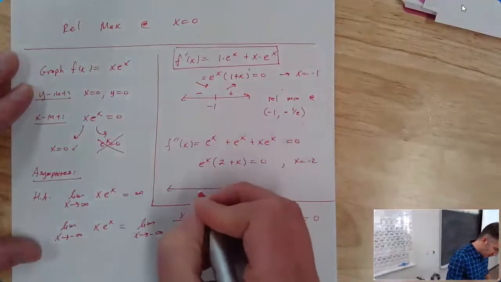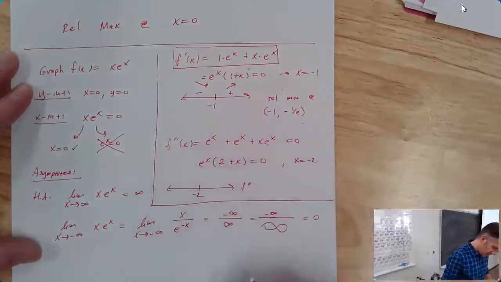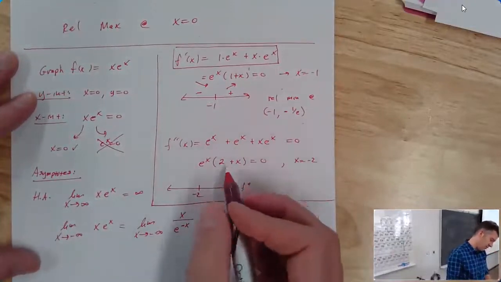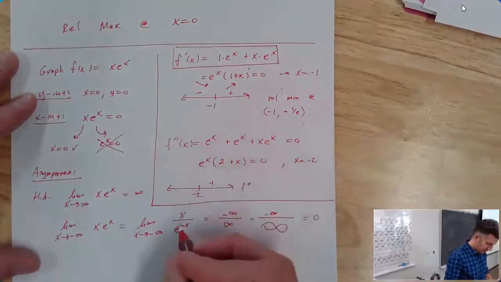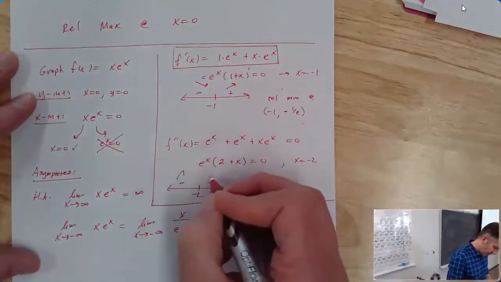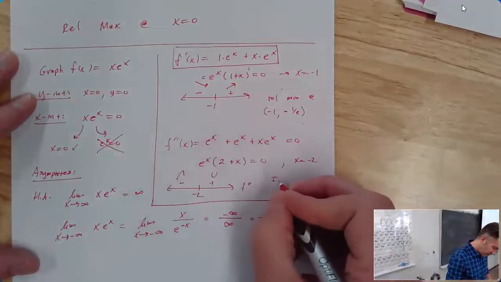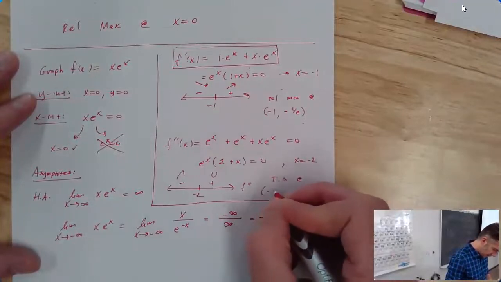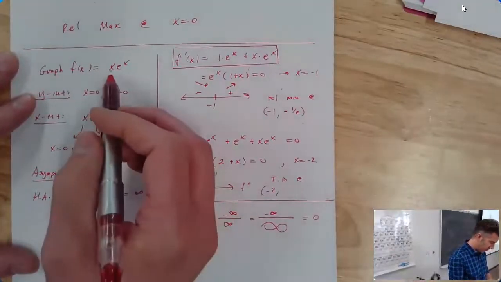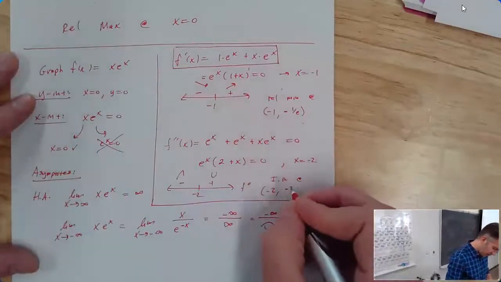Using my sign chart for the second derivative, if I plug in a number bigger than -2, like 0, it's positive. A number less than -2 is going to be negative. So it's concave down, concave up. I definitely have an inflection point at x equal to -2. If I plug in -2, I get -2 times e to the -2, or -2 over e squared.